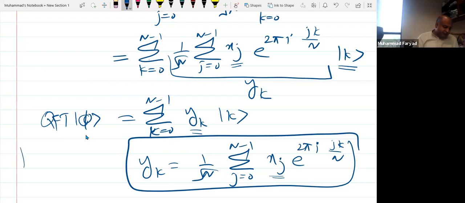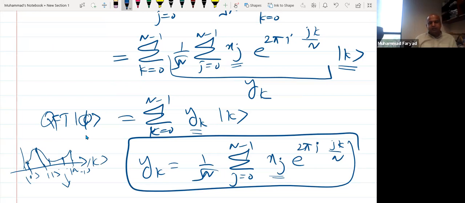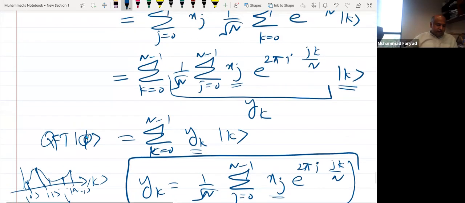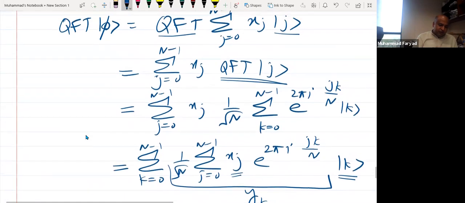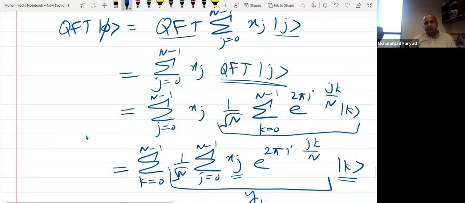So if you have a state, let's say like this, some 0, 1, and so on, and they have some coefficients subject to the normalization condition, and if you apply a QFT on them, the coefficients of the new state will be related to the coefficients of the older state through the classical discrete Fourier transform. So this definition for the Fourier transform that we have used here is actually motivated by the fact that it has a direct correspondence with the classical discrete Fourier transform.